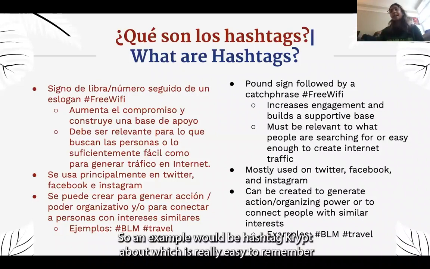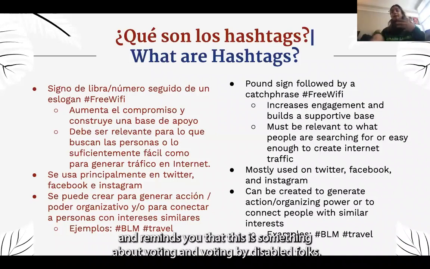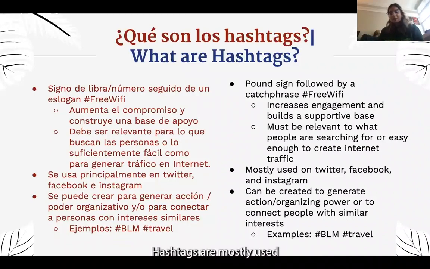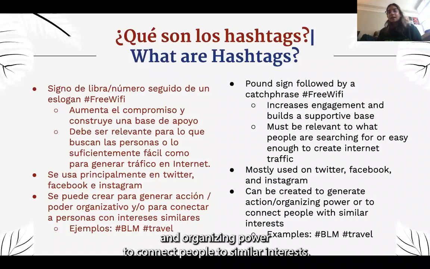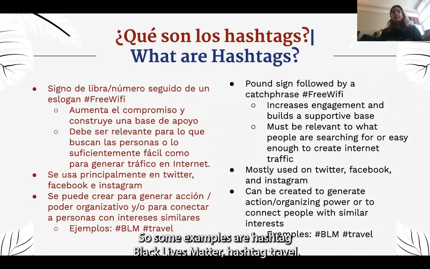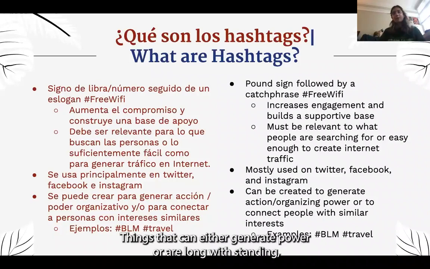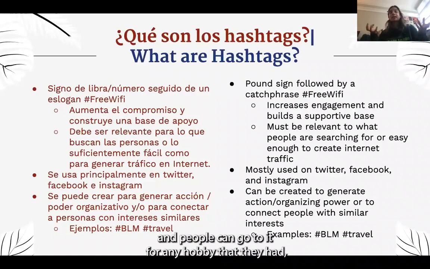An example would be hashtag CripVote, which is really easy to remember and reminds you that this is something about voting and voting by disabled folks. Hashtags are mostly used on Twitter, Facebook, and Instagram, and can be created to generate action and organizing power and to connect people with similar interests. Some examples are hashtag Black Lives Matter and hashtag travel, things that can either generate power or are long-standing, and people can go to it for any hobby that they have, like travel.